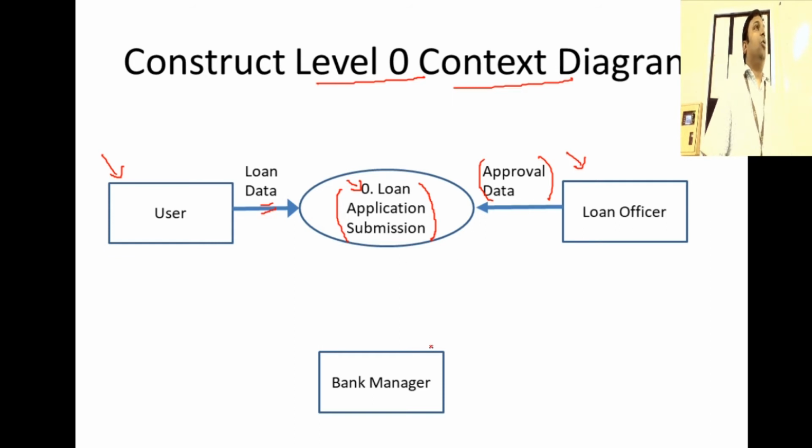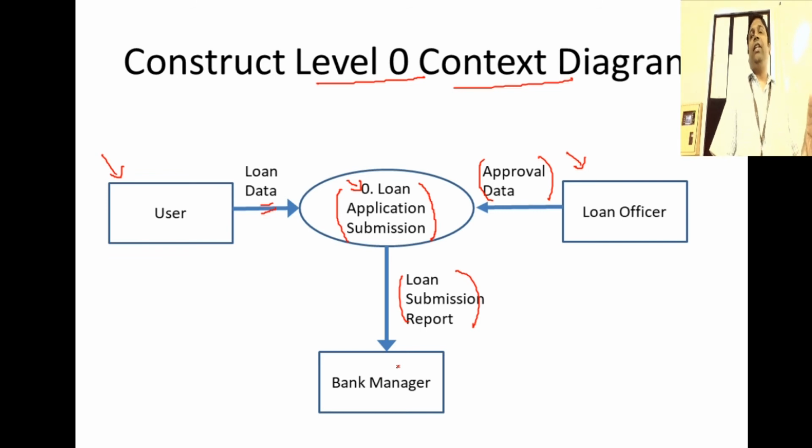Bank manager, what does he do with the system, what data does he get from the system? Loan submission report. So there is a report that is getting generated from this particular system, and I'll not say system, the process. We can think of that as the major process that does everything for us. And you're going to get the loan submission report out of the process to the bank manager. So this stage is very important. You have to identify all the incoming and outgoing data for your system.